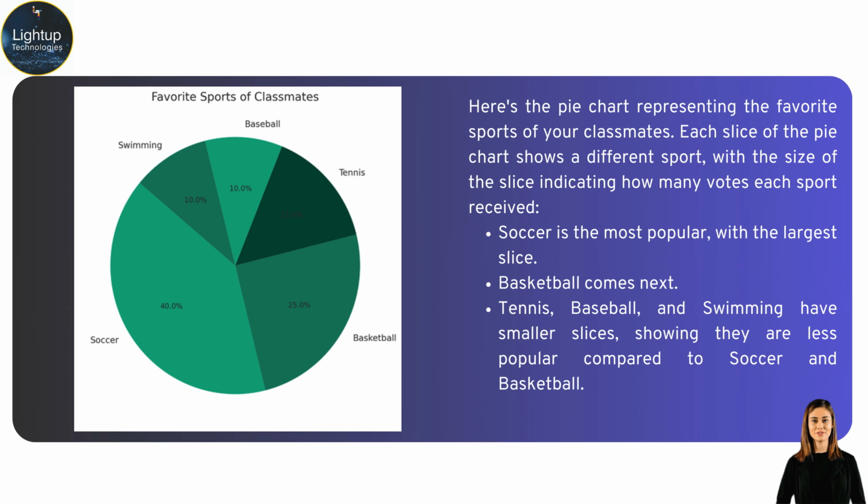Here's the pie chart representing the favorite sports of your classmates. Each slice of the pie chart shows a different sport, with the size of the slice indicating how many votes each sport received. Soccer is the most popular, with the largest slice. Basketball comes next. Tennis, baseball, and swimming have smaller slices, showing they are less popular compared to soccer and basketball.